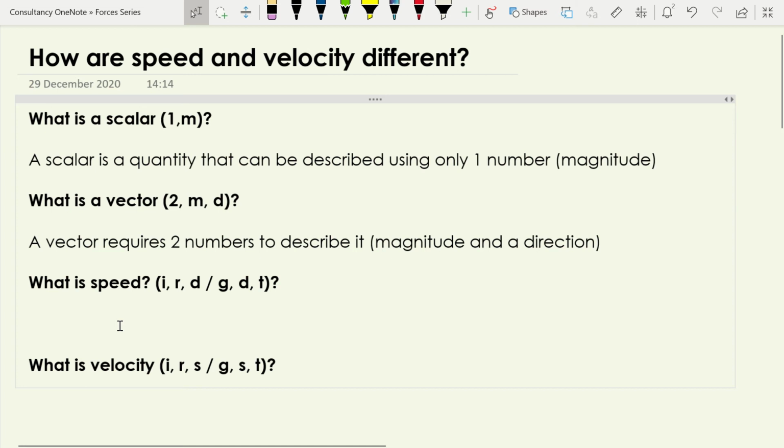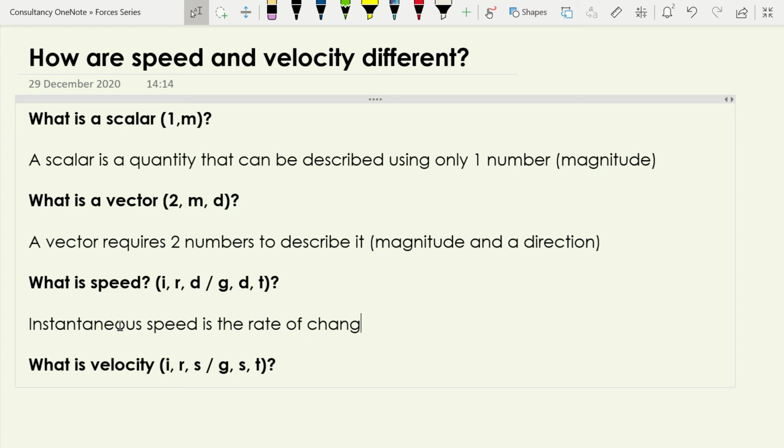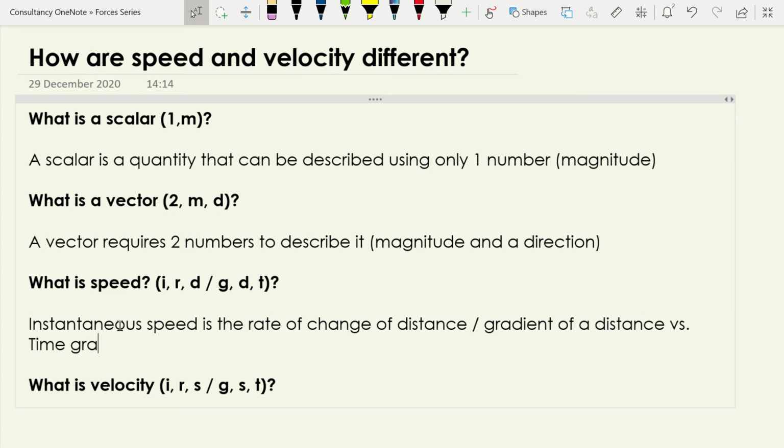we're going to be looking at speed, which is a scalar. So then, well, what is speed? Well, speed is actually an abbreviation for instantaneous speed. Speed is the rate of change of distance or the gradient of a distance versus time graph.